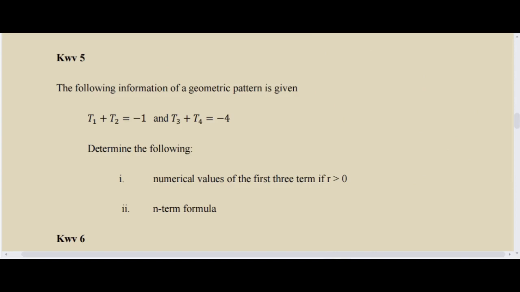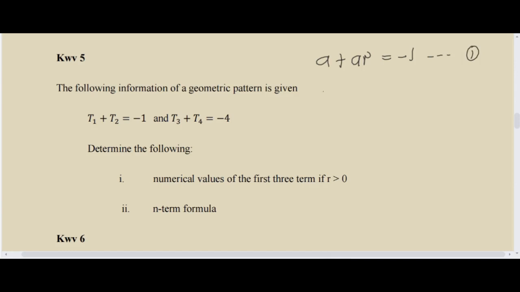We have T1 plus T2 is equal to negative 1. So we want to express T1 plus T2 as A plus AR, and then it's equal to negative 1. Let's call this equation number 1. So bear with me and you will see what I'm trying to do here.